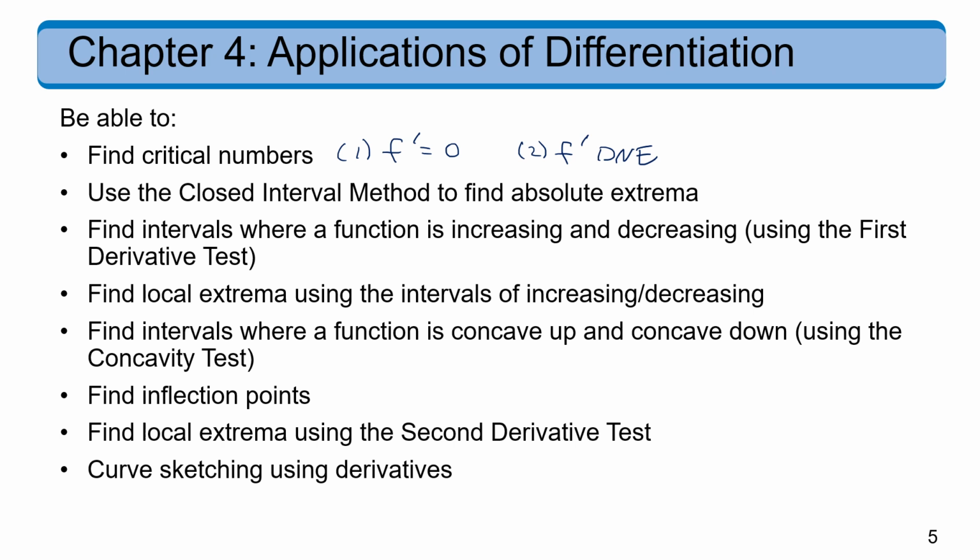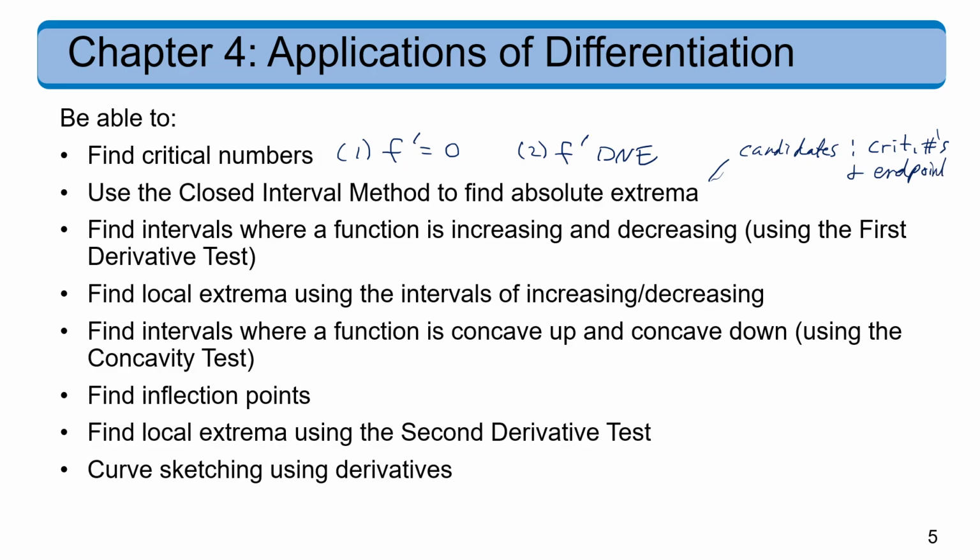Now here, the closed interval method was the way that we found absolute extrema. So there were several steps involved in this process. Basically, you make your list of candidates, and the candidates come from 2 places. All the critical numbers are candidates, and the 2 endpoints of your interval.